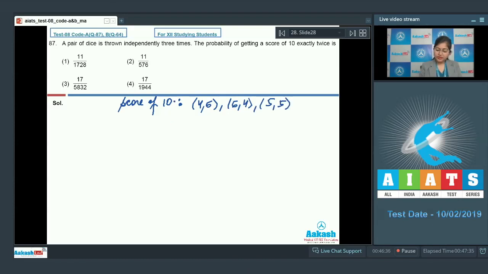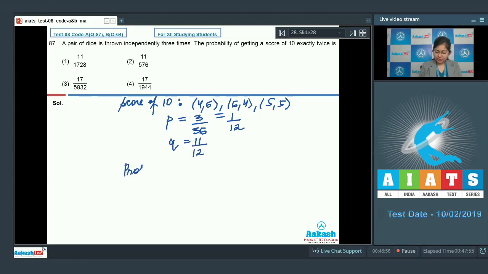Let us say the probability of getting a score of 10 is P. Hence, it will be equal to 3 upon total number of sample spaces 36. So this is equal to 1 upon 12. Hence, we can say that the probability of not getting a score of 10, let it be Q, will be equal to 11 upon 12.